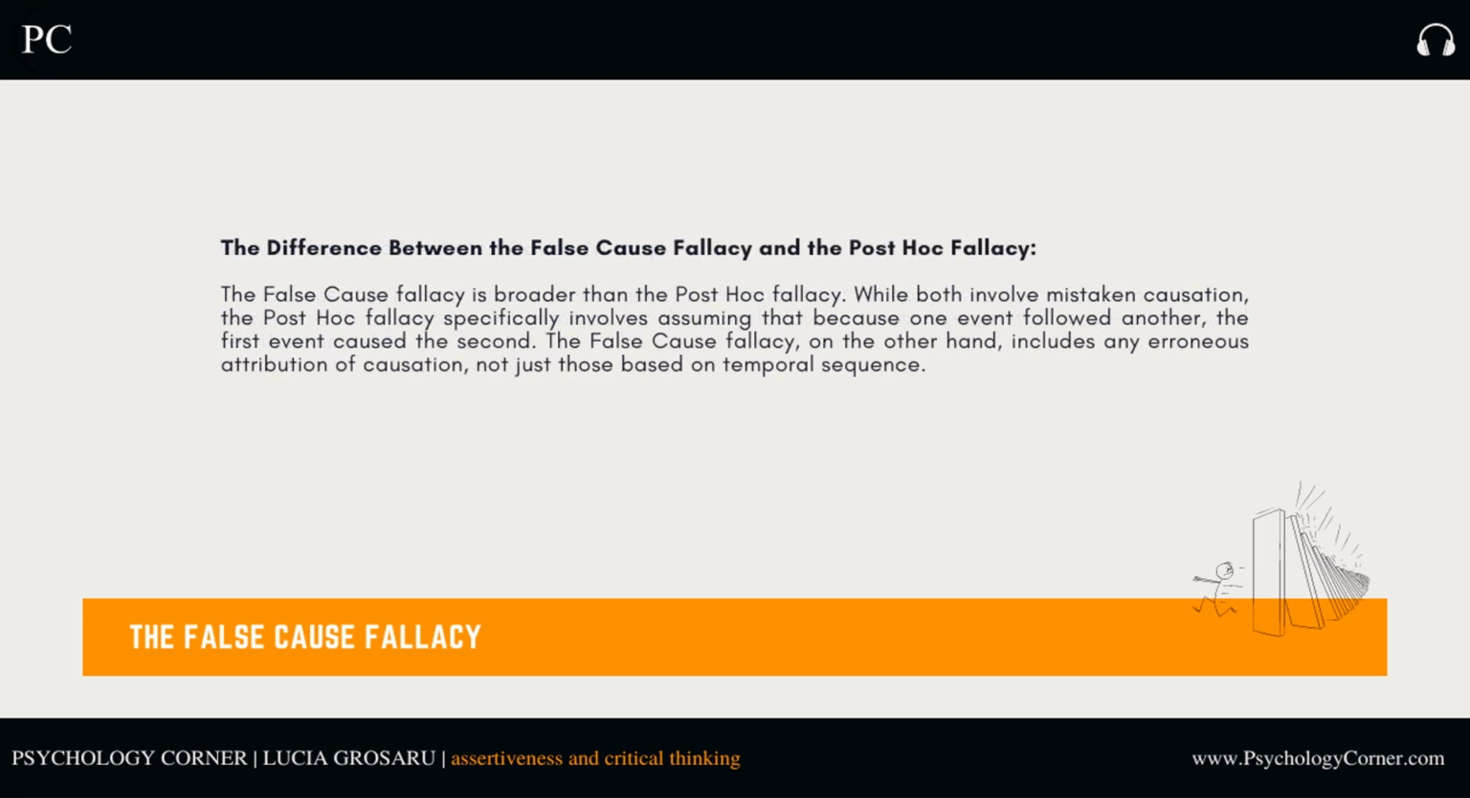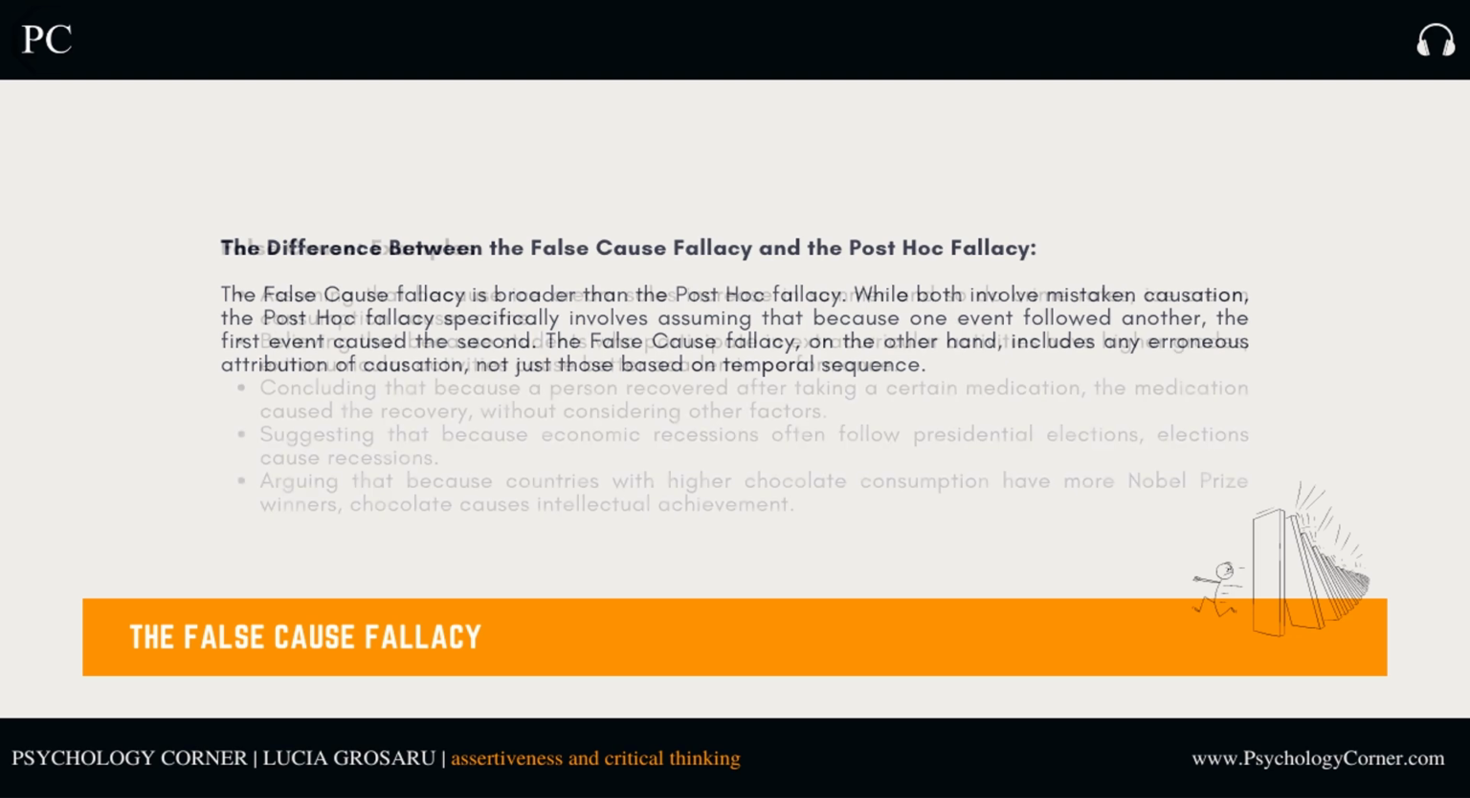The false cause fallacy is broader than the post hoc fallacy. While both involve mistaken causation, the post hoc fallacy specifically involves assuming that because one event followed another, the first event caused the second. The false cause fallacy, on the other hand, includes any erroneous attribution of causation, not just those based on temporal sequence.